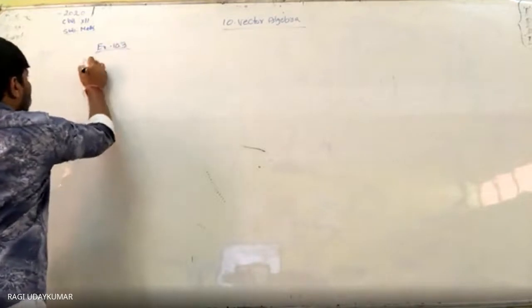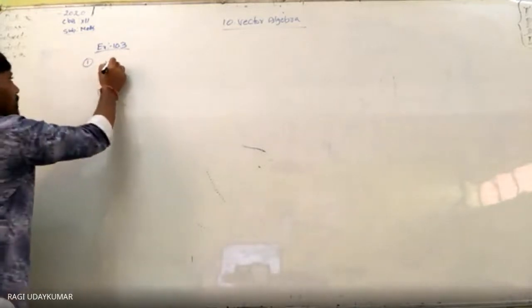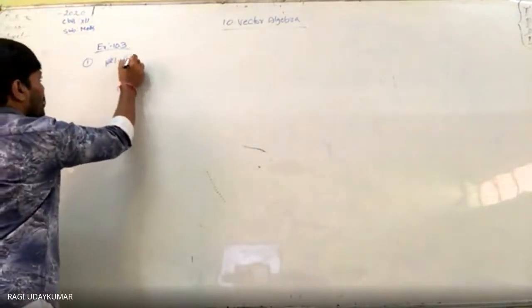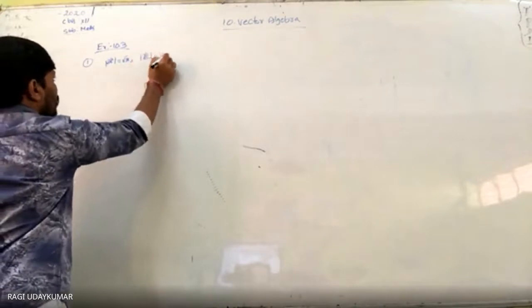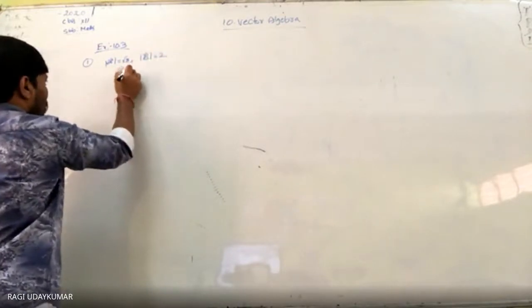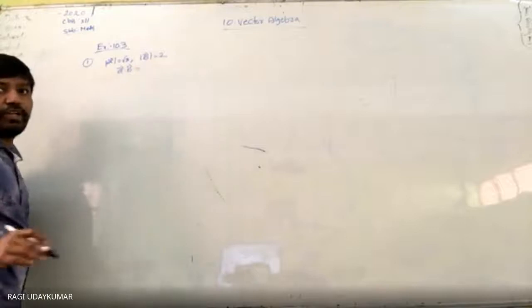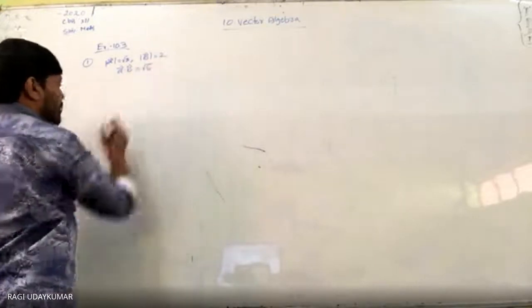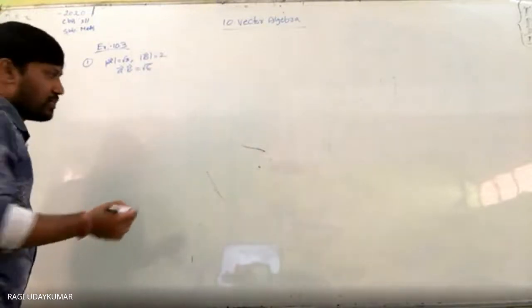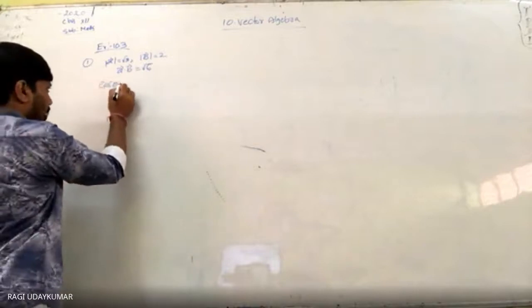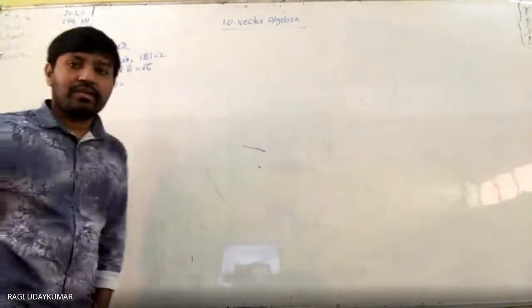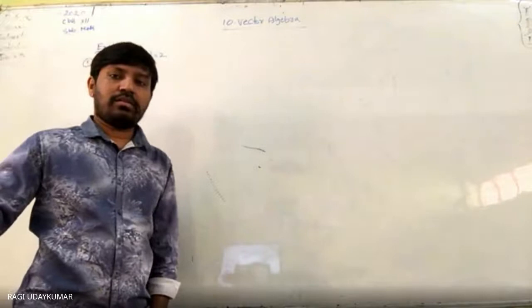Exercise 10.3. The first question is given to you. Find the angle between the two vectors whose magnitudes are given. Magnitude of A bar is equal to √3, magnitude of B bar is equal to 2, and the dot product of the two vectors is given as √6. You are asked to find the angle between the two vectors. Is it visible to you clearly? Yes, sir, it is visible.